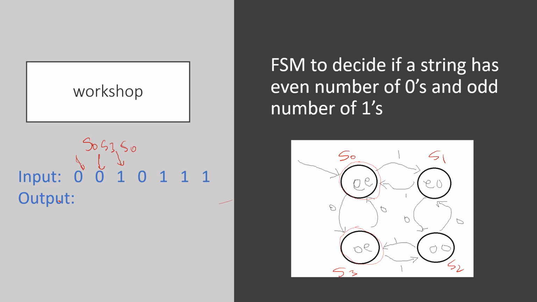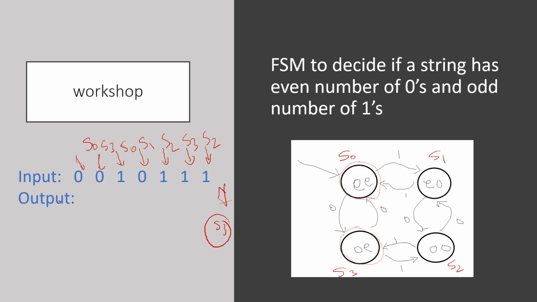S0 and you see a 1, you're going to go to S1. In S1, you see a 0, you're going to go to S2. And in S2, you see a 1, you're going to go to S3. In S3, if you see a 1, you're going to go to S2. And in S2, you see a 1, you're going to go to S3.